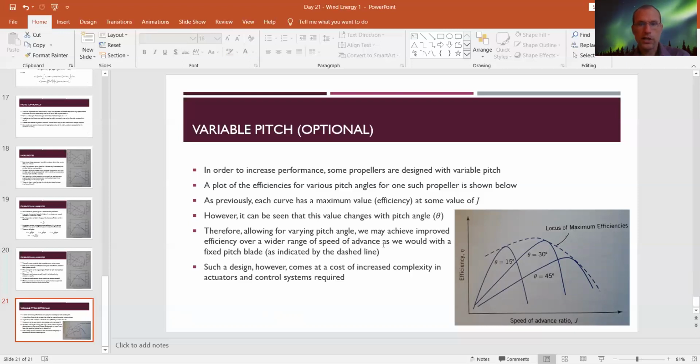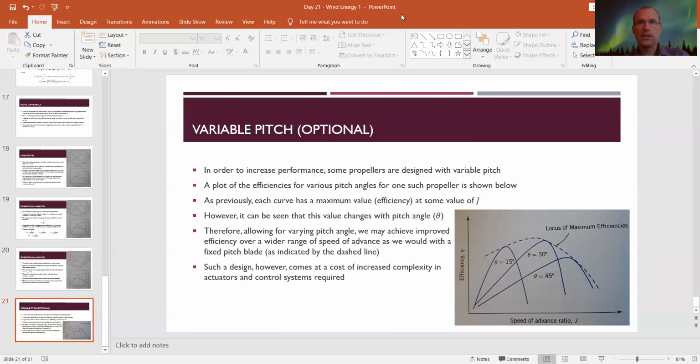So allowing for this variable pitch angle, you can achieve improved efficiency over a wider range of speed of advance, as compared with a fixed pitch blade. Obviously, though, the downside is that it's going to come at a cost, increased complexity, because you need all these actuators and control systems to actually twist your blades around. So in some cases it's worth it, in some cases it's not, as is the case in most designs.